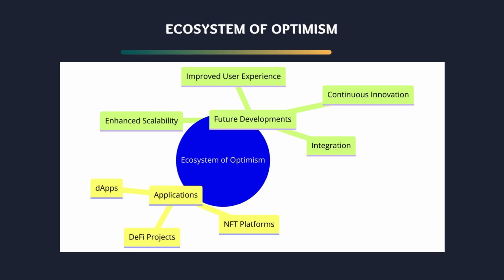3. dApps. A wide variety of decentralized applications, dApps, operate on Optimism, spanning multiple sectors such as gaming, social media, and beyond. These dApps leverage Optimism's scalability to provide smooth and responsive user experiences. Looking ahead, Optimism is committed to continuous innovation and improvement. Key future developments include: 1.